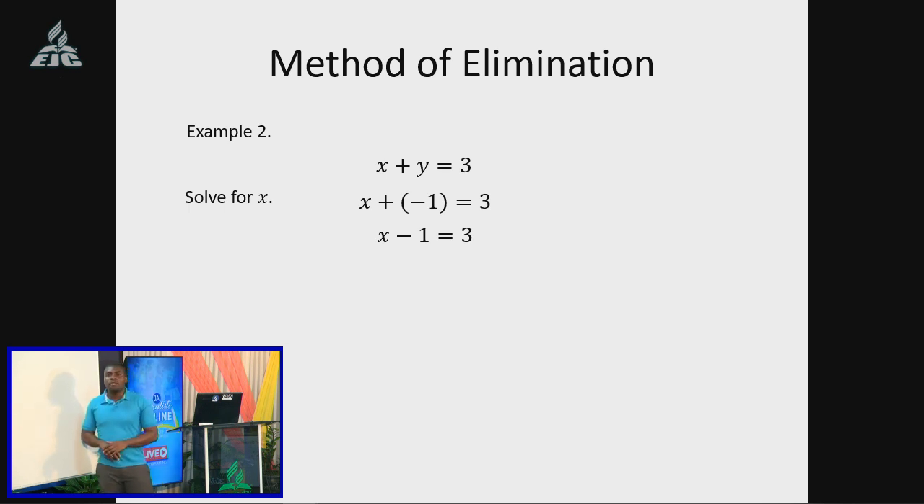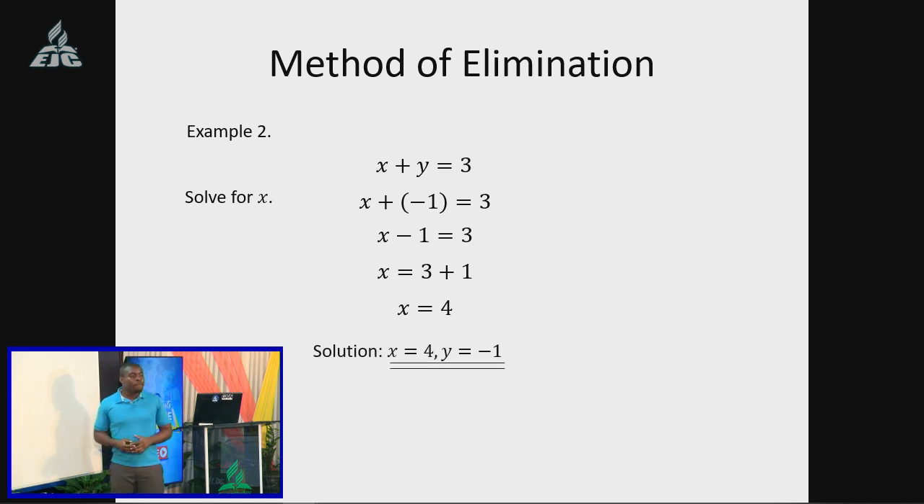x plus negative 1 is basically simplified as x minus 1 equals 3. Now, since we're adding negative 1 on the left-hand side, we subtract negative 1 on the right. Or, in other words, since we're subtracting 1 on the left-hand side, we add 1 on the right. And so x would be equal to 3 plus 1. And we don't need a calculator to determine that 3 plus 1 is equal to 4. And hence, x is equal to 4. So, now we have it. The solutions for the system of equations are x equals 4, y equals 1.